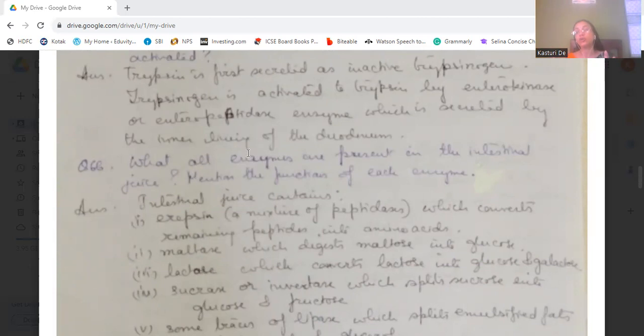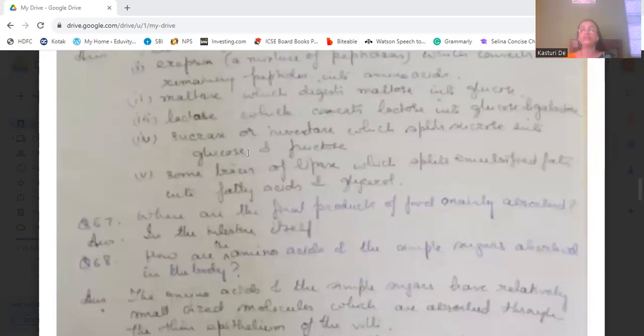Then lactase converts lactose into glucose and galactose. Then sucrase, another name for which is invertase, will split sucrose into glucose and fructose. Then some traces of lipase are also present, which will convert emulsified fats into fatty acids and glycerol.